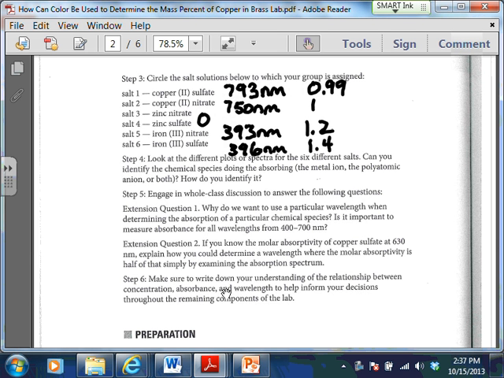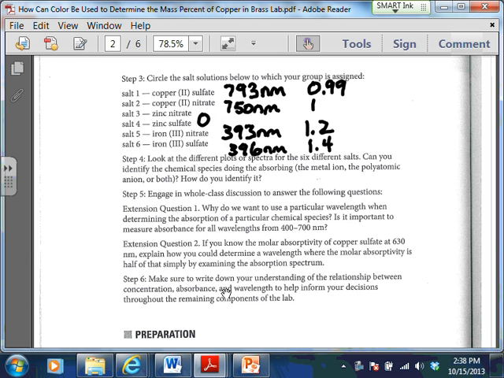All right? So then step 5, engage in whole class discussion to answer the following questions. Well, we're not here as a class, so you're just going to have to pretend. But the first question here, why do we want to use a particular wavelength when we're determining the absorption of a particular chemical species?